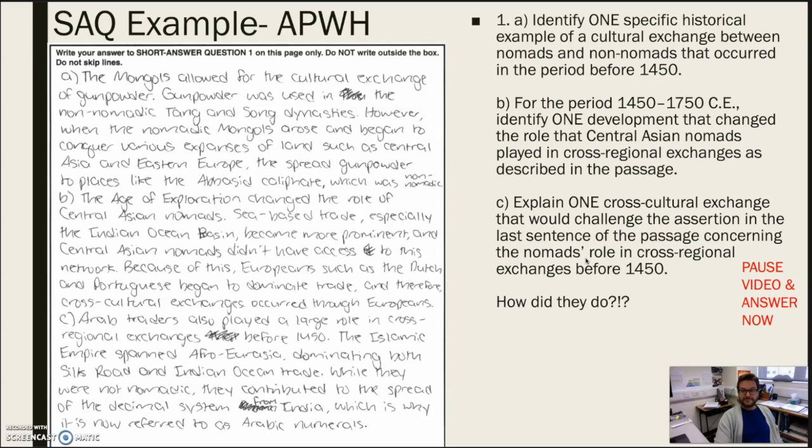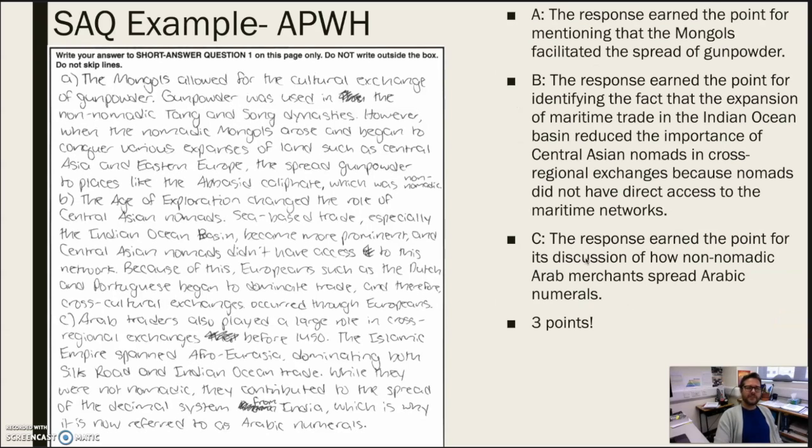All right, so how do you think they did? This was a 3-point answer. That's right. So let's look at this. The Mongols allowed for the cultural exchange of gunpowder. Gunpowder was used in non-nomadic Tang and Song dynasties. However, when the nomadic Mongols arose and began to conquer various expansive lands such as Central Asia and Eastern Europe, the spread of gunpowder to places like the Abbasid Caliphate, which was non-nomadic.